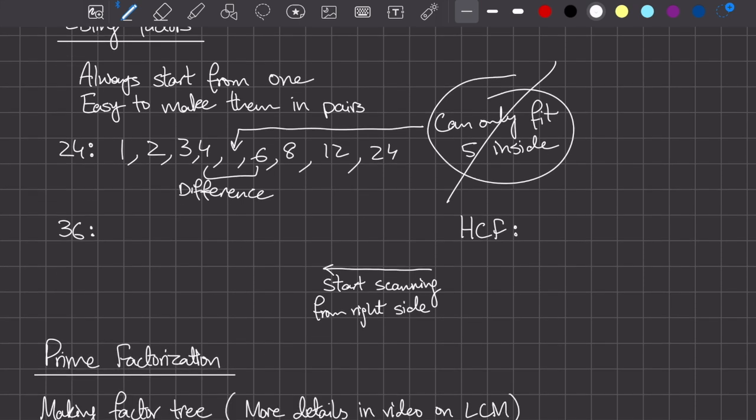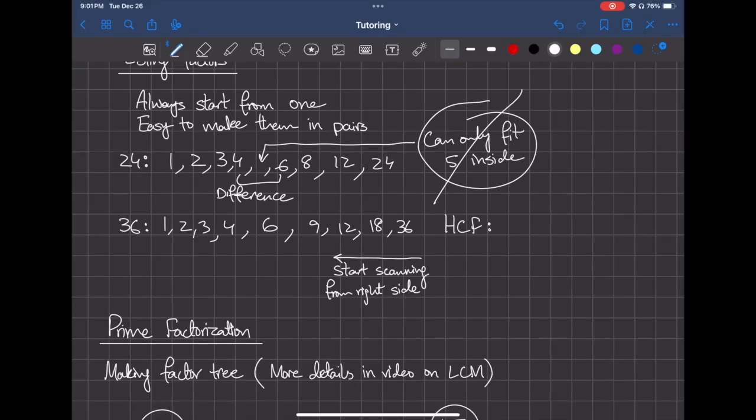Now, we move on to making factors for 36, and we do it the same way. We have 1 and 36, 2 and 18, 3 and 12, and 4 and 9. Now, 36 is not divisible by 5, so we leave that out. And our final factor is 6. There is no pair here since 6 times 6 equals 36. We then look for the common factors in both, and since we are looking for the highest common factor, we start searching from the right side. This shows us that 12 is the HCF in this example.